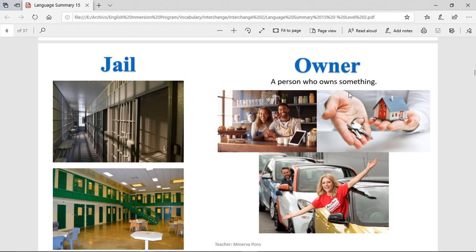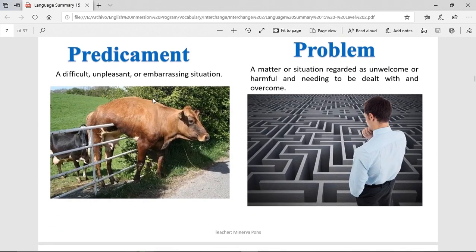Owner. A person who owns something. The person that has something and it's his property, you can call them an owner. Maybe the owner of a store or a cafe, the owner of a house, the owner of a car. Those are the different examples.